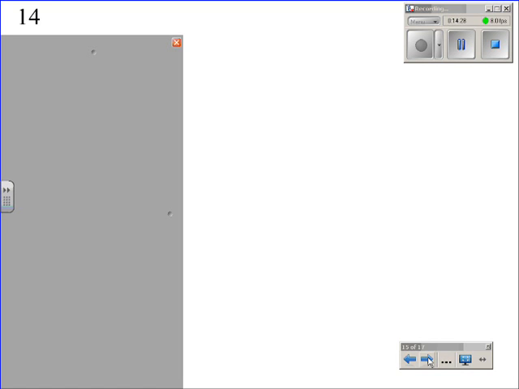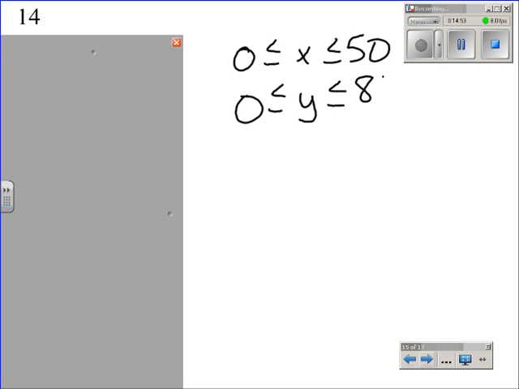In reading this linear programming problem, we have several constraints. First, we know that the Heath Bar Crunch ice cream will make between 0 and 50 cones. We'll use x for its variable. The frozen yogurt will make between 0 and 80 cones, and we'll use y for its variable.